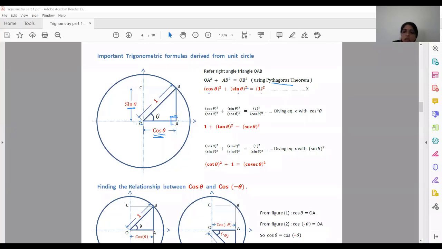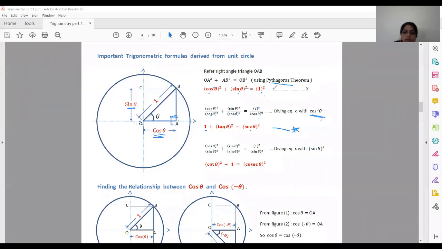If I divide the given equation with cos square theta, then cos square theta upon cos square theta, sin square theta upon cos square theta, and 1 upon cos square theta. We divide this equation with cos square theta. So the first is the same, it gives 1. Sin upon cos, as you know, is tan, and 1 upon cos is sec. So the other formula, with the help of the unit circle, 1 plus tan square theta is equal to sec square theta, right?